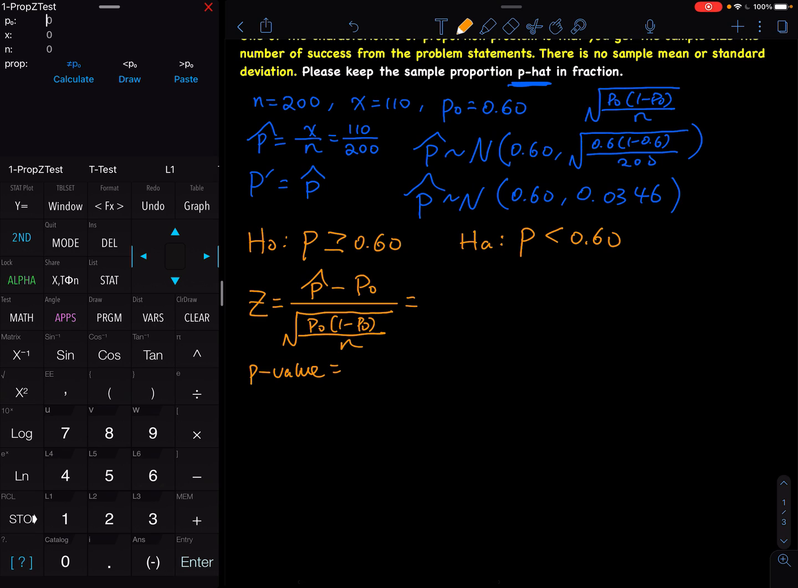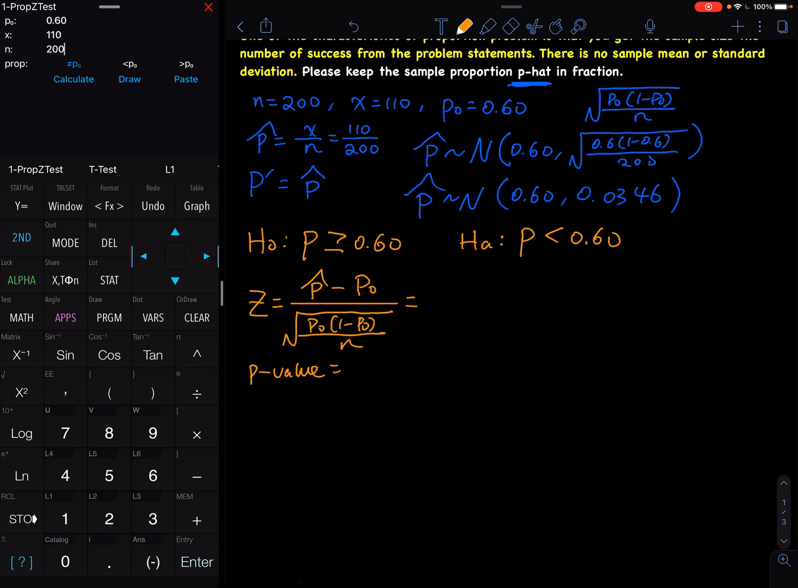So the p naught is equal to 0.60, and then x is 110, and then n is equal to 200. Oh, when you write the sample proportion, do not reduce the fraction, do not approximate that to a decimal. You don't need to do it.